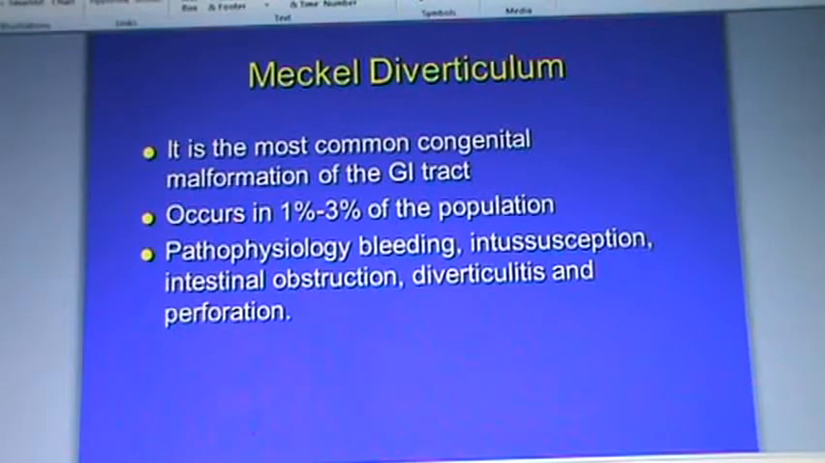Meckel diverticulum. It is the most common congenital malformation of the GI tract. Occurs in 1 to 3% of the population. Pathophysiology is bleeding. Intussusception. What's intussusception? Intestinal obstruction, diverticulitis, and perforation.